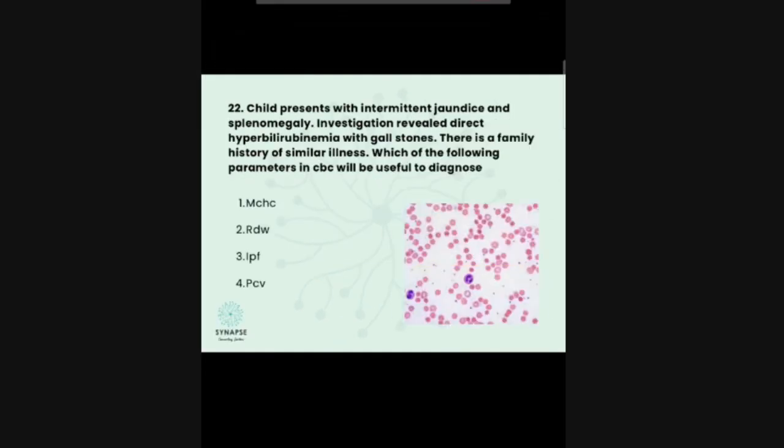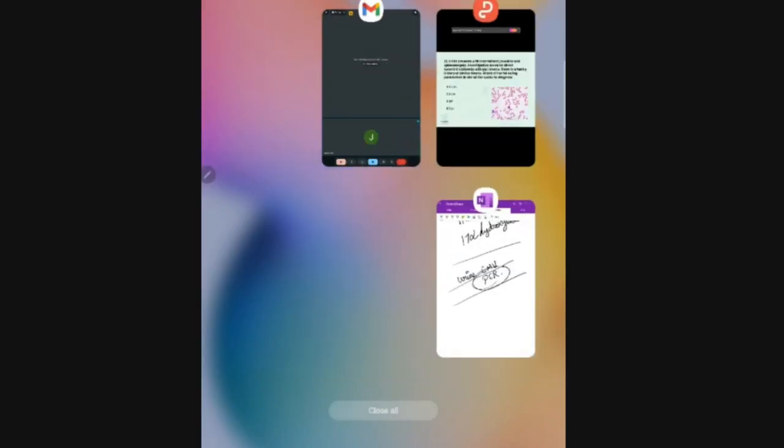So which parameter in the CBC you have been given will be useful to diagnose? They are not asking about the next line of investigation. If they asked about the next line of investigation for testing, I know you all will say osmotic fragility test. Now they are not asking that. They are asking which will be helpful here. So regarding hereditary spherocytosis, you have to check some points.